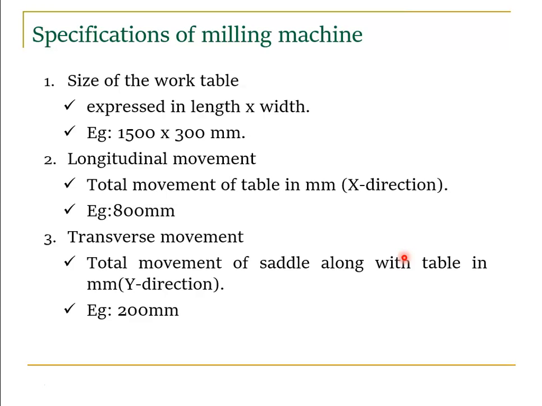The second one is longitudinal movement. Longitudinal movement means how the milling table moves: the total movement of the table in mm in the x direction. Similarly, table movement in the y direction is the transverse movement, the total movement of the saddle along with the table in the y direction. So if the movement is along the horizontal x axis we say longitudinal, and along the y axis we can say it's a transverse movement.